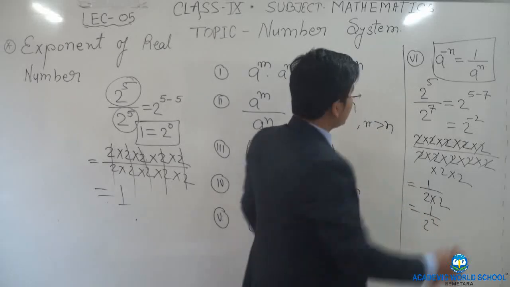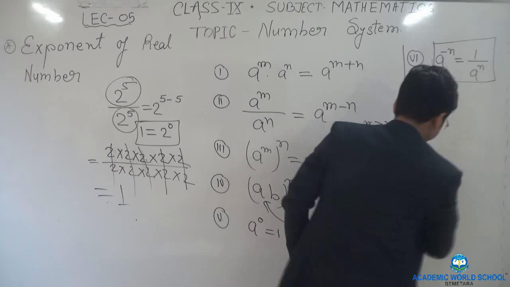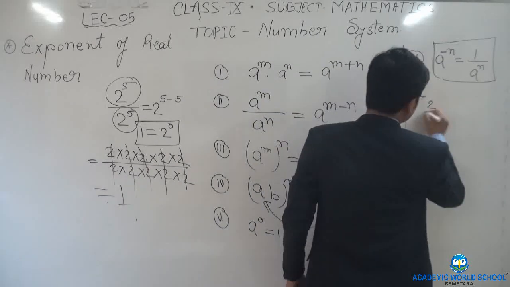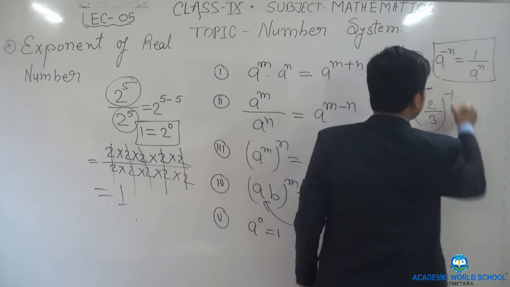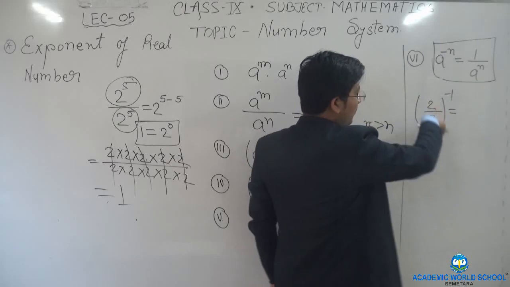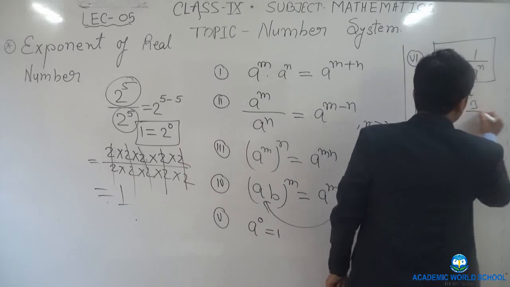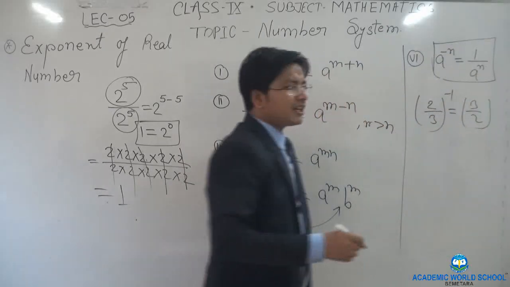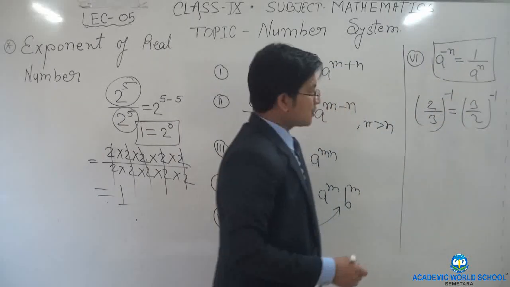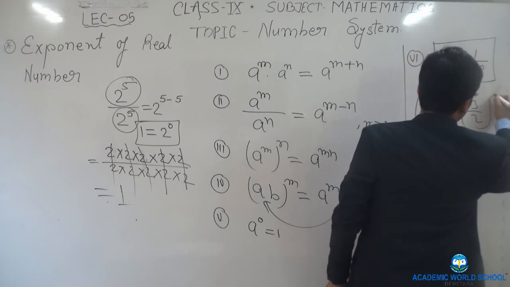If I am writing 2 upon 3 and whole to the power -1, then what I have to do is take the reciprocal of this. The reciprocal of 2 upon 3 is equal to 3 upon 2. So this will be the answer. Take the reciprocal and the power will invert. So this is the way. This power will be positive.